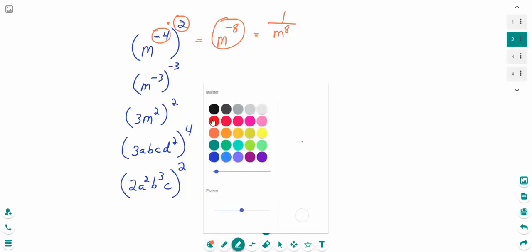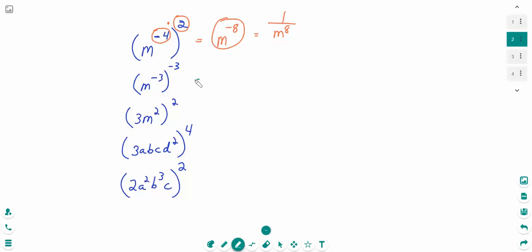All right, let's keep going. What about this next one here? Well, here, same idea applies. I have m to the negative 3. I'm raising that to a negative 3 power. So we're going to multiply these two exponents, and we're going to get an m to a negative 3 times a negative 3, which is a positive 9. So that would be our solution. Pretty easy. How about this next one?